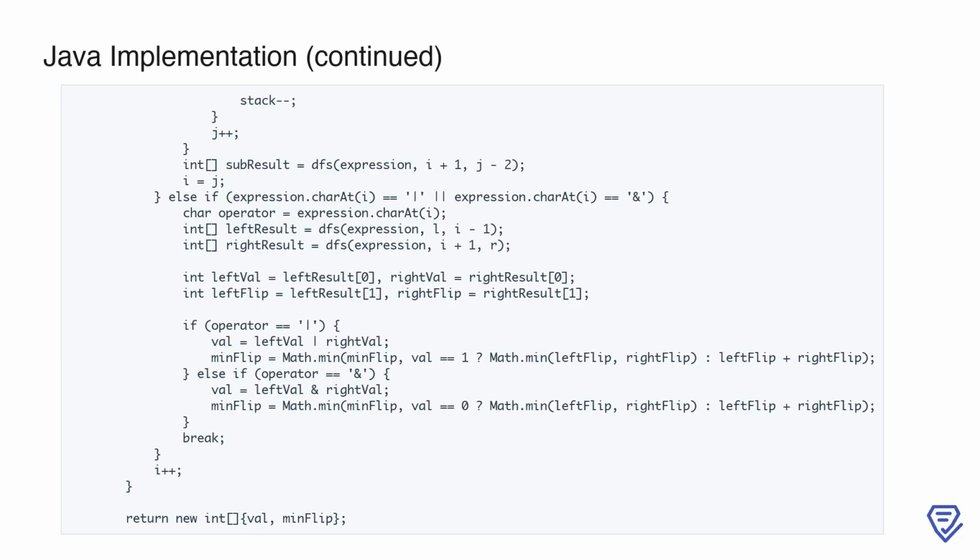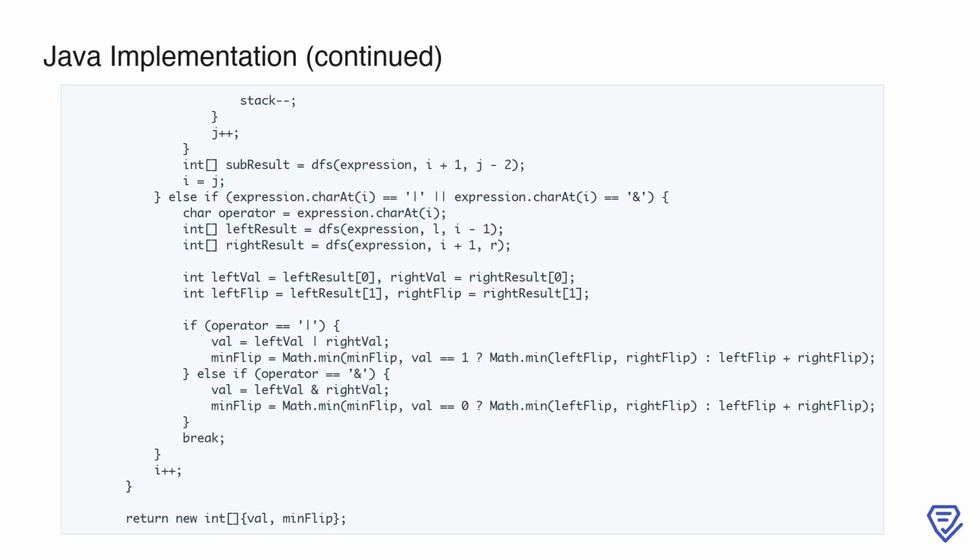If the current character is either the or or and operator, we split the expression into left and right segments around the operator. The DFS function is recursively called on both segments to compute their values and flip counts.